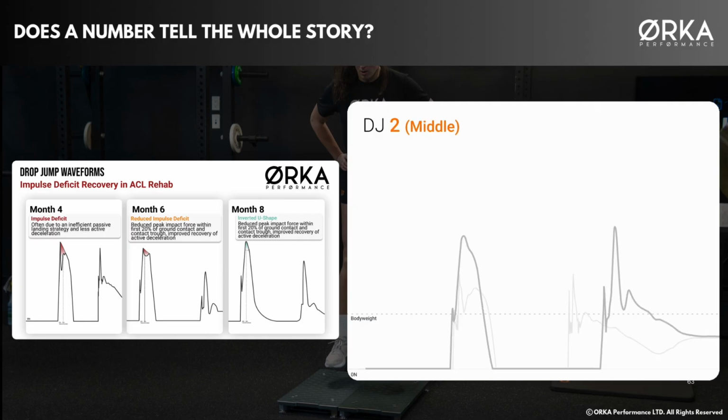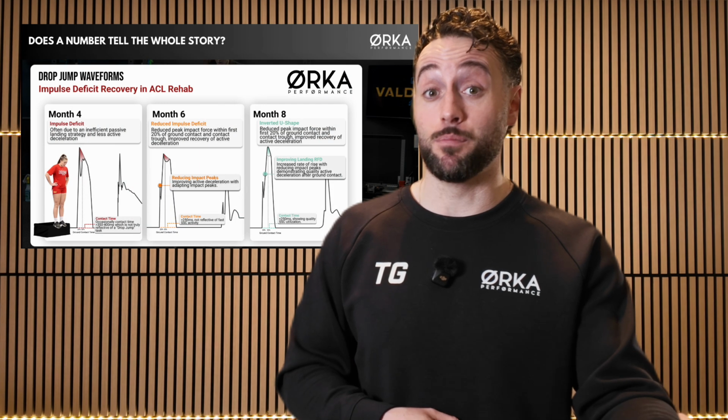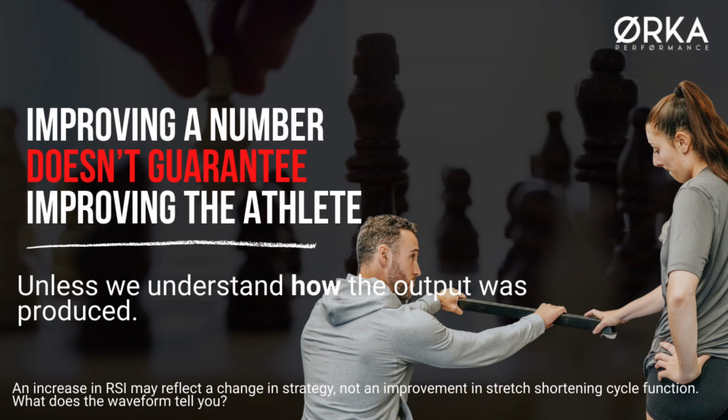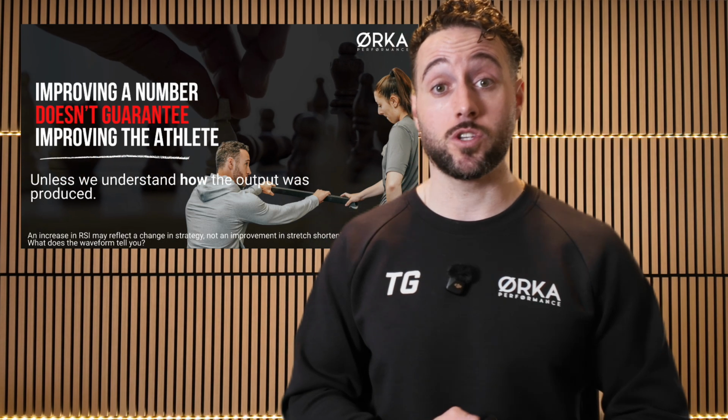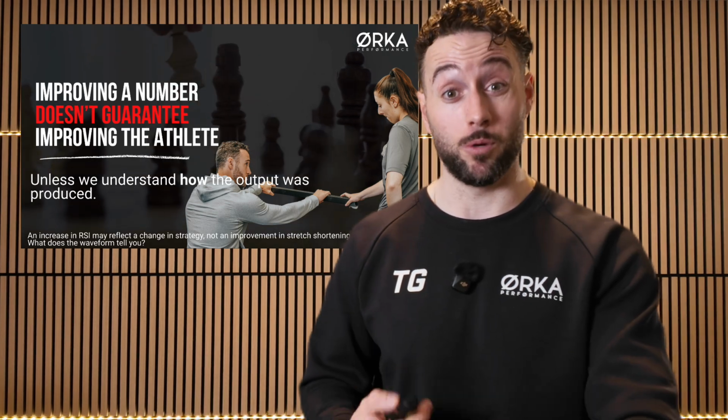Right? So improving a number doesn't guarantee that we're actually improving the athlete unless we actually understand how the output was produced. So context to numbers is key, and the numbers alone aren't going to tell us the entire story. We're going to have to interpret what's driving the output and also what strategy the athlete is utilizing. And being able to interpret these waveforms and curves is one of the best ways to interpret strategy.